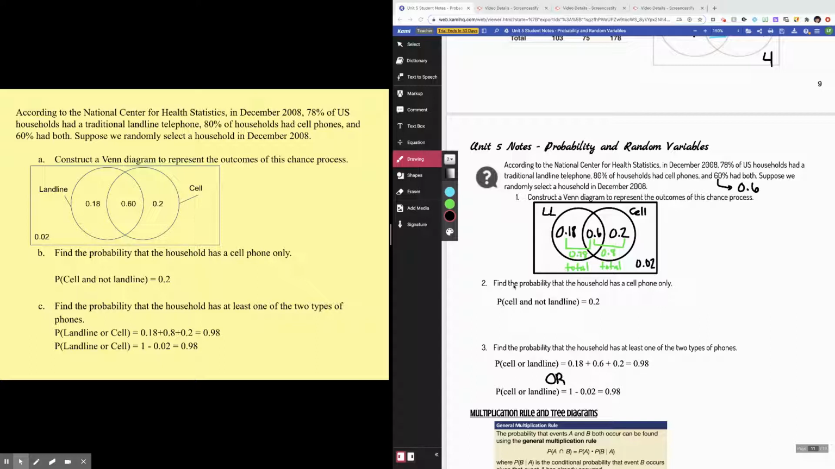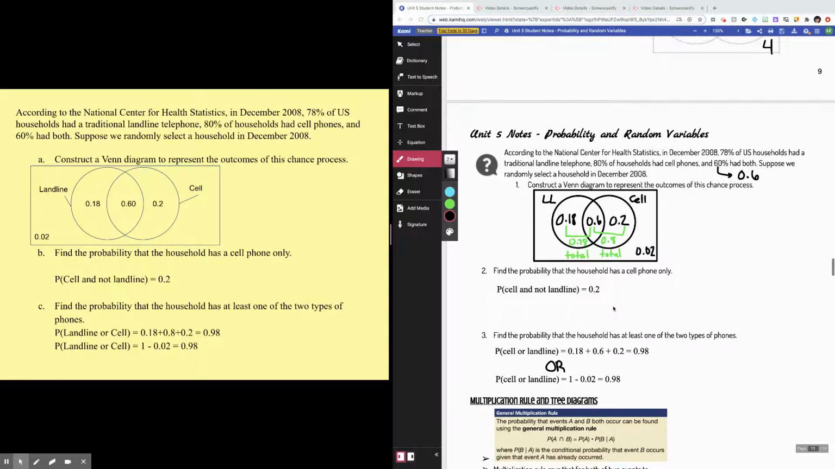Okay. Question 2 says to find the probability that a household has a cell phone only, and that's this crescent moon shape there. We're finding the probability that they have a cell phone but not a landline, which is just 0.2.